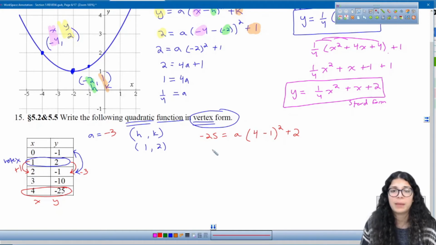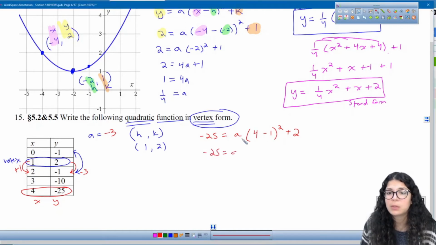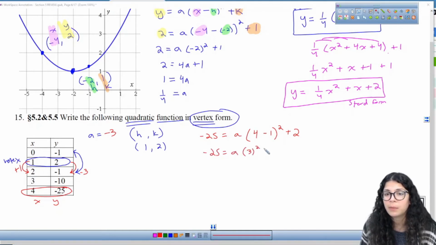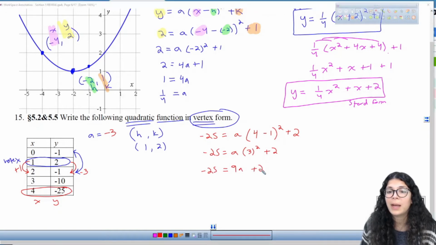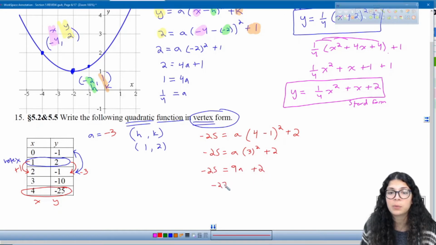And then we can solve for a. So -25 equals 4 minus 1 is 3, right? Then 3 squared is 9. 9 times a would just be 9a. Then we could go ahead and subtract 2 on both sides. So we get -27 equals 9a. And then divide 9 on both sides. We still get a is -3.